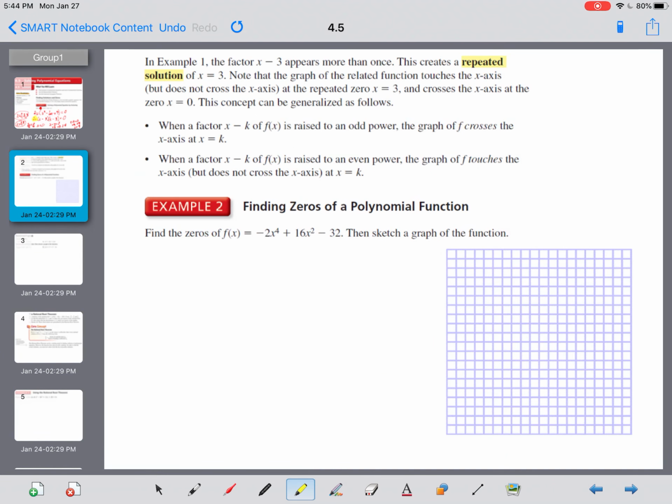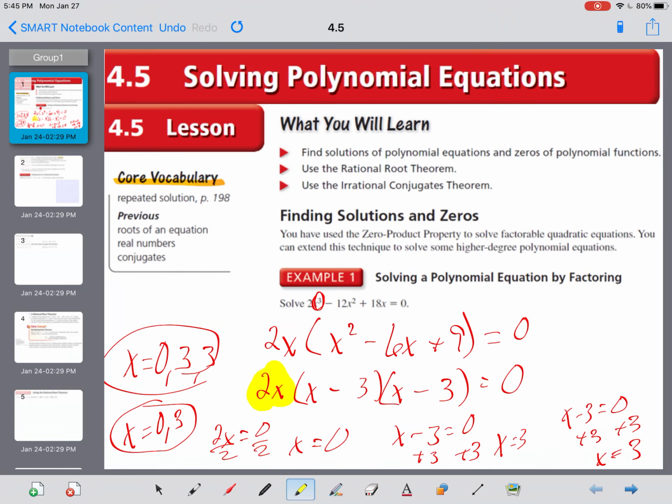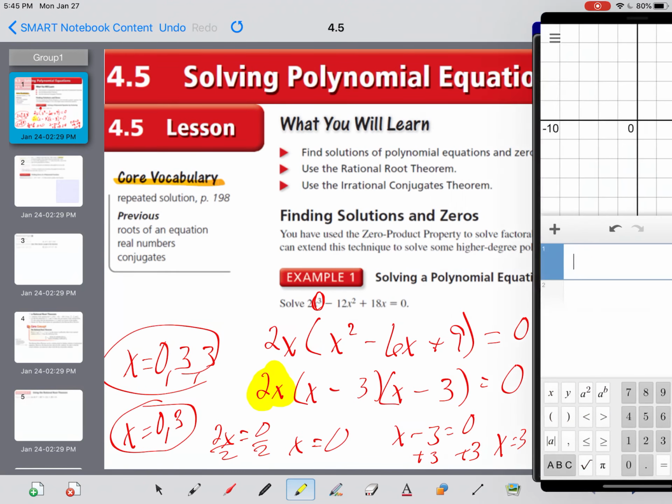In example 1, the factor x minus 3 appears more than once. We just talked about that. This creates a repeated solution of x equals 3. Note that the graph of the related function touches the x-axis but does not cross the x-axis at the repeated zero, x equals 3, and crosses the x-axis at the zero, x equals 0. So let's look at what they're saying there.